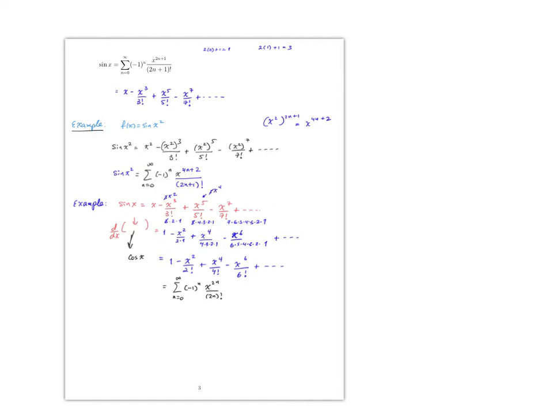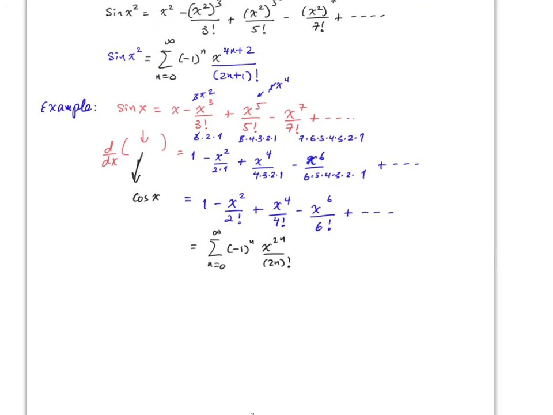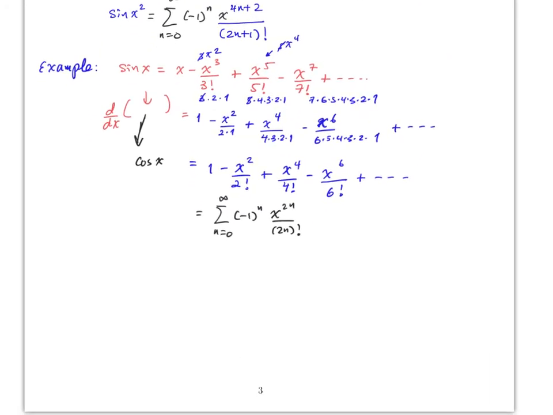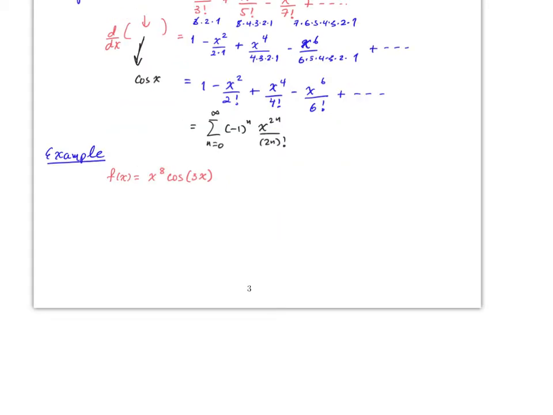And now that we have the power series for cosine, which we got from sine, you can also use that to come up with different series for other functions and integrate or differentiate functions. So for example, let's say you want to find the power series representation of x to the a cosine 3x. Now we should be able to find cosine 3x pretty easily using the function. So this is what I mean.